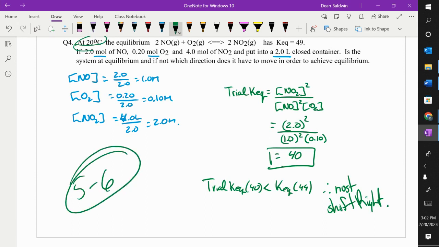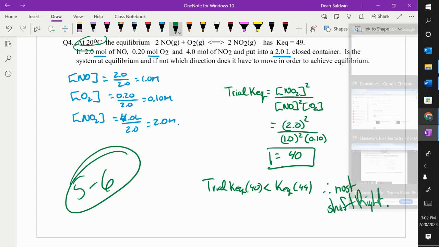You have a quiz tomorrow, but none of this stuff is on it. It's all about shifting left and right and entropy and enthalpy and all that fun stuff we did before. And then we'll pick up this kind of stuff later on after the quiz.